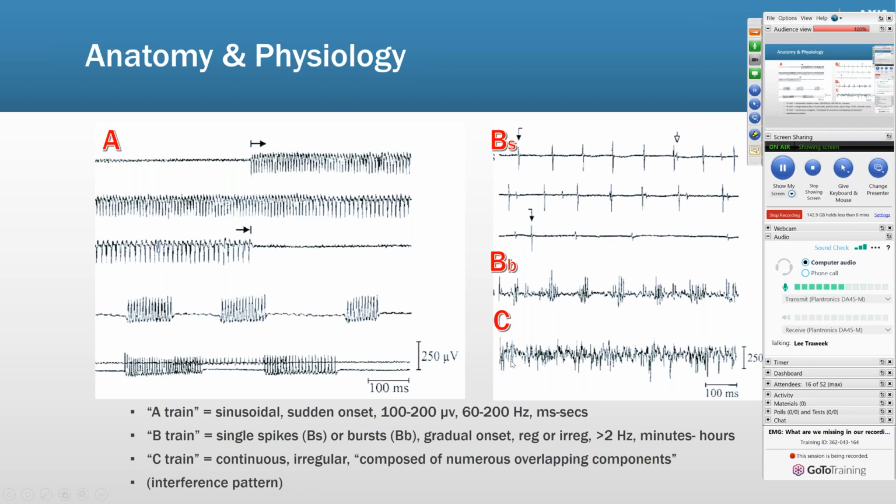The last one is the C train, which is continuous, irregular, and composed of numerous overlapping components. It has multiple amplitude train activity with multiple units firing at the same time. So you will not see a train with uniform amplitude. It will be multiple, in different amplitudes.